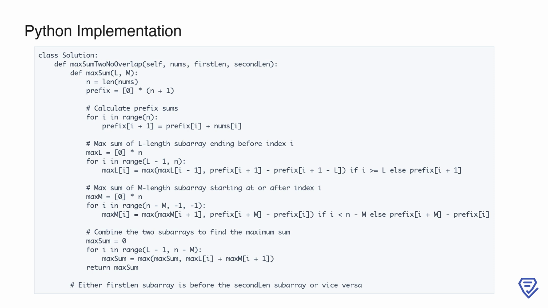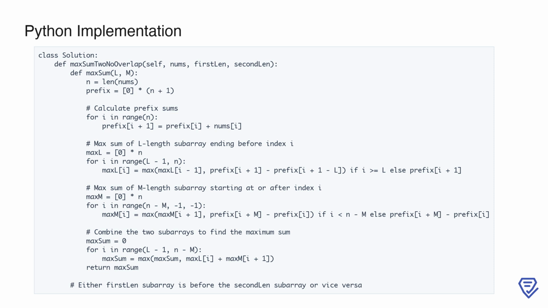The first step in maxSum is to compute the prefix sums for the input array. The prefix array helps us efficiently calculate the sum of any subarray using the difference between two prefix values. Once the prefix sums are ready, we calculate maxL, which keeps track of the maximum sum of any L-length subarray that ends at or before each index. Similarly, we calculate maxM, which tracks the maximum sum of any M-length subarray that starts at or after each index. These two arrays allow us to efficiently combine the two subarrays.